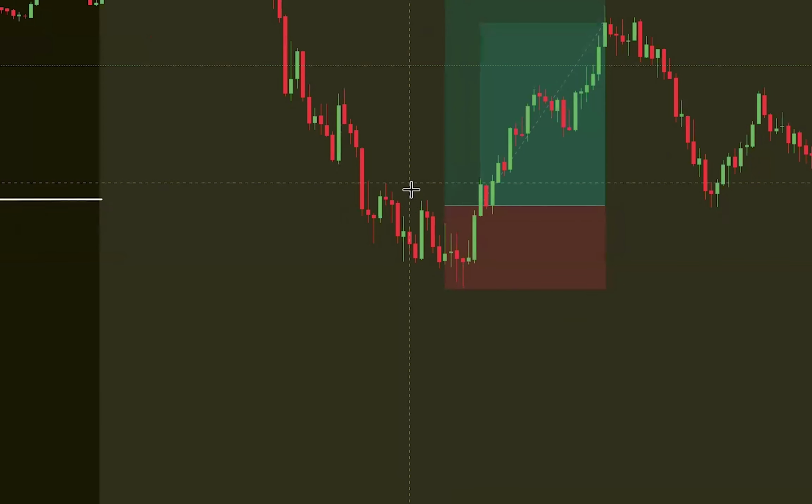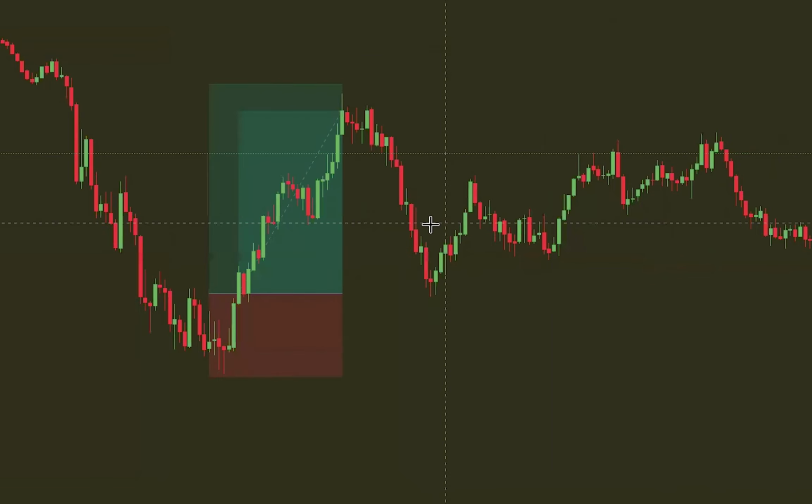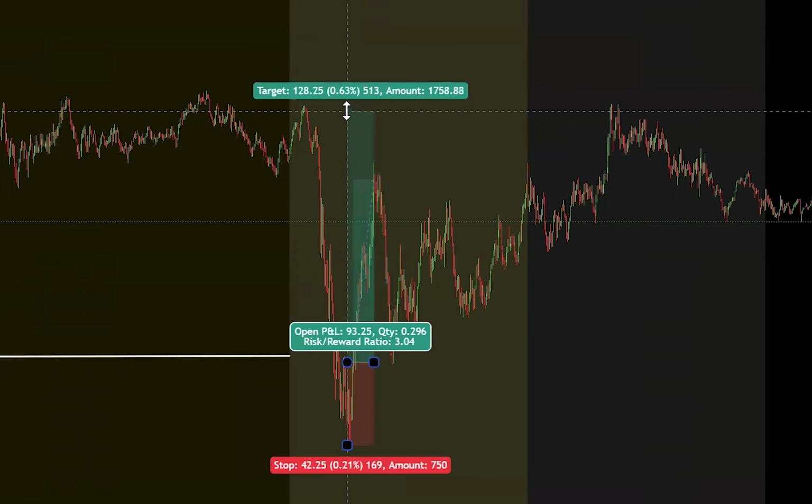So the move started from right here. This was the market structure shift once we had gotten above this high, and then we would hold until we reach that 1 for 2. And we can see price goes all the way up for a 1 to 3.